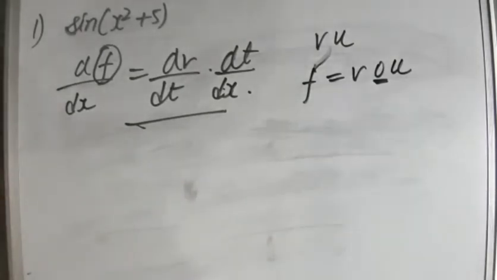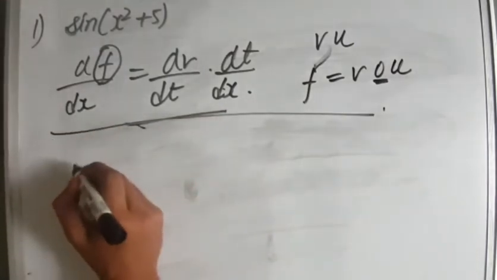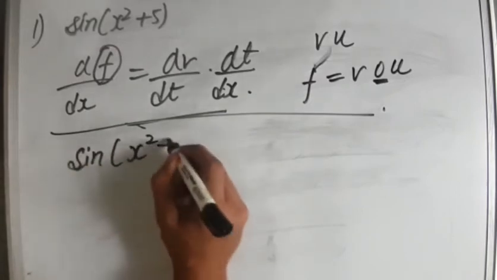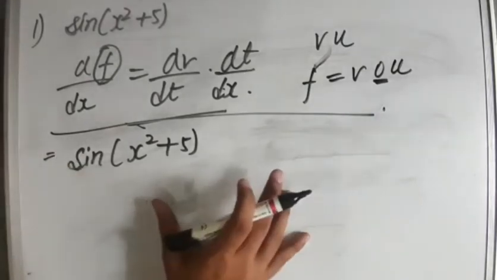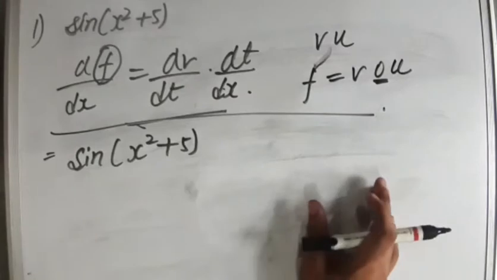For example, we need to consider sin of x square plus 5 to understand this chain rule. What is the chain rule? Sin of x square plus 5. From the start we will deal with the very basic level, we will not go to the higher level.